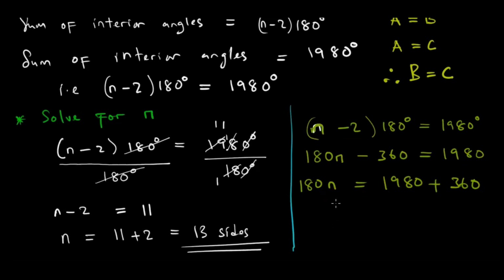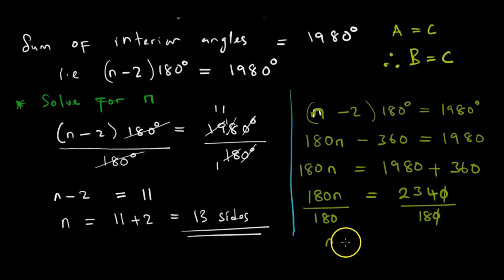What do we get from 1980 plus 360? We get 2340. So 180n is equal to 2340. We divide both sides by 180. The zeros cancel. n is equal to what? So let me put it in our calculator. 234 divided by 18 is equal to 13.